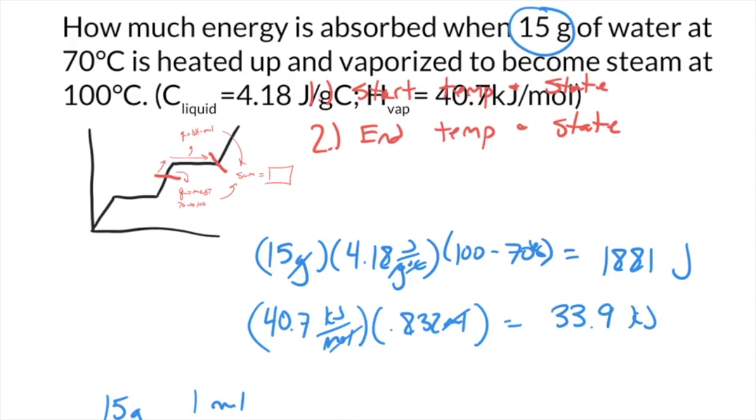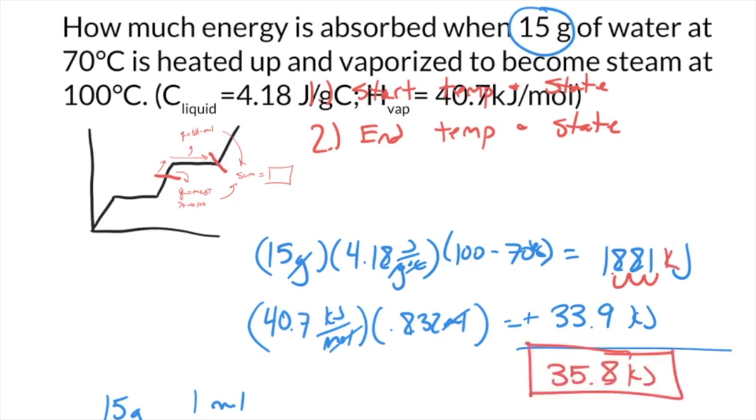Now the last thing I need to do is add these together, but I can't add them together currently because the numbers are not going to add together nicely. One's in joules and the other's in kilojoules. And what I like to do is convert all of my joules to kilojoules by moving the decimal over 3 to the left. So it becomes 1.881 kilojoules. Now I can add 1.881 kilojoules to 33.9 kilojoules, and my final answer is 35.8 kilojoules of energy.